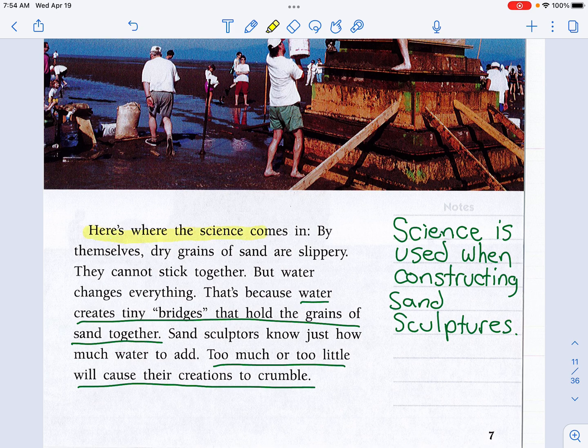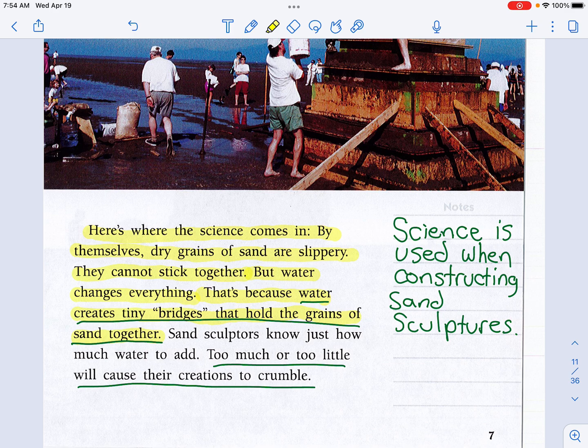Here's where the science comes in. By themselves, dry grains of sand are slippery. They cannot stick together. But water changes everything. That's because water creates tiny bridges that hold the grains of sand together.